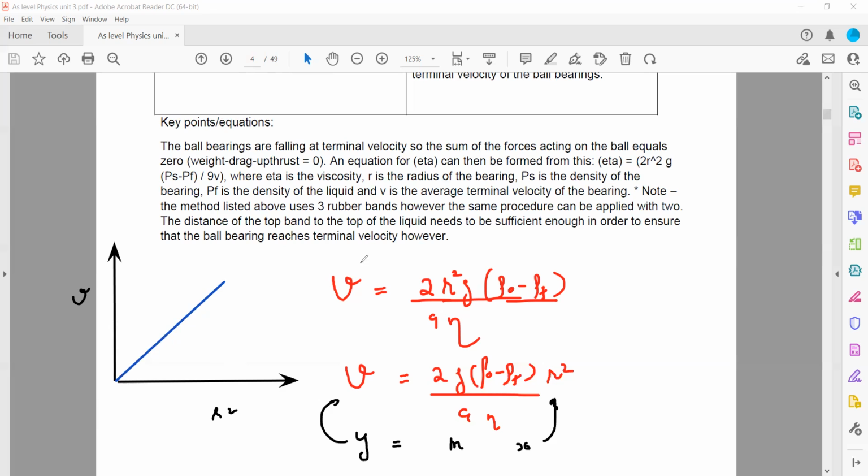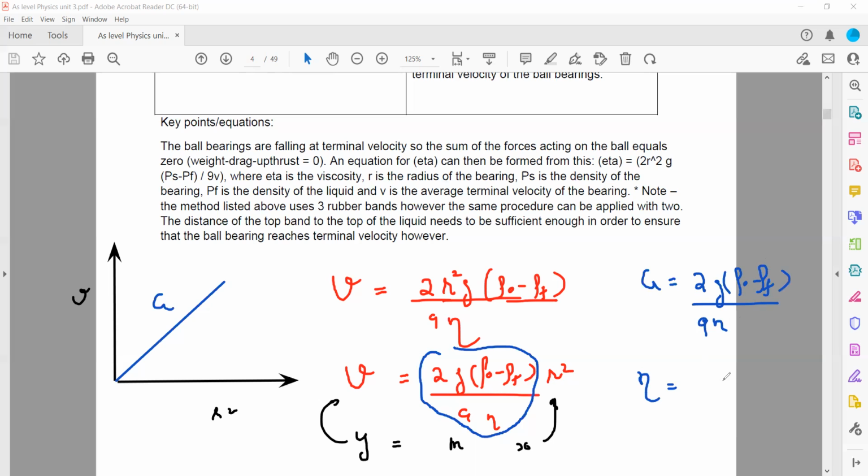So here the gradient of this graph is the whole factor which is left behind. The gradient will be equal to 2g, the difference in the density of object and fluid, divided by 9 eta. And if we need eta, the viscosity, that equals 2g, the difference in the density of object minus fluid, divided by 9 times the gradient. So this formula we will use to work out the viscosity of this fluid.